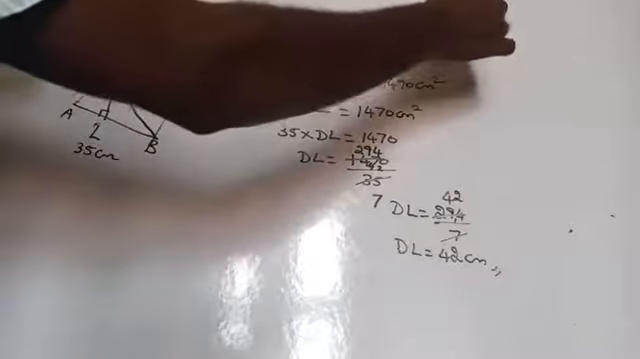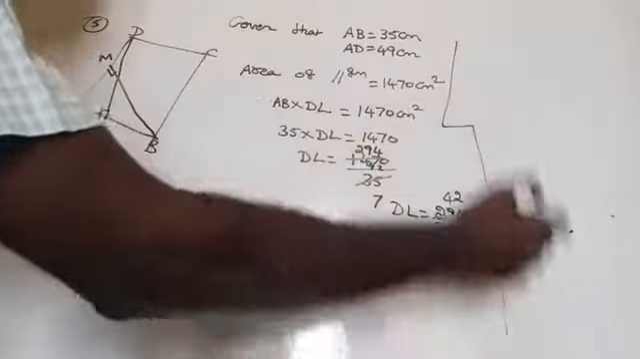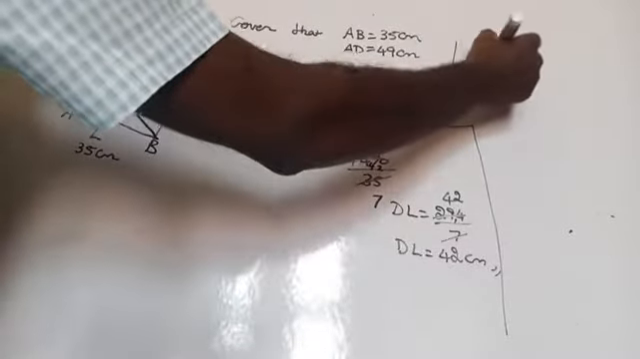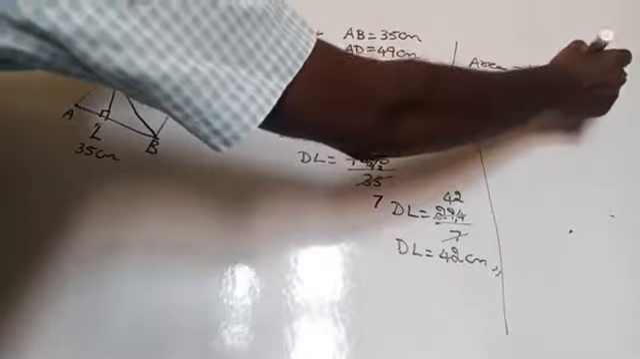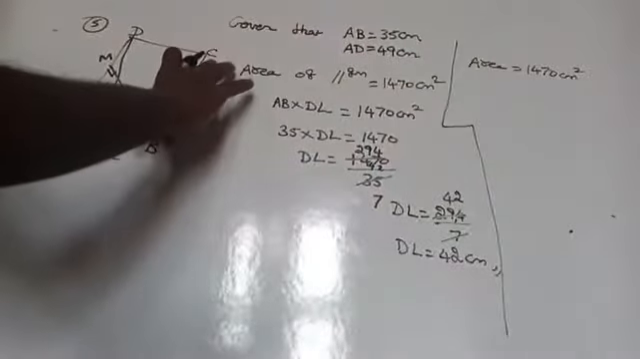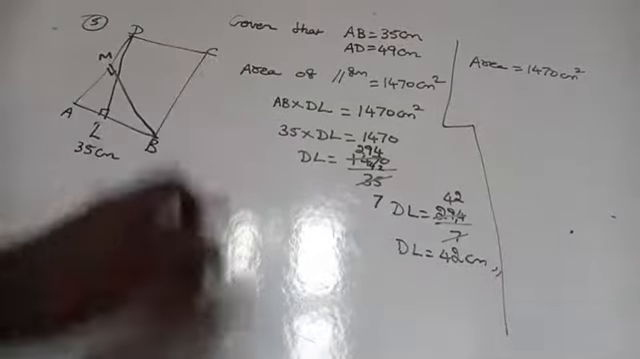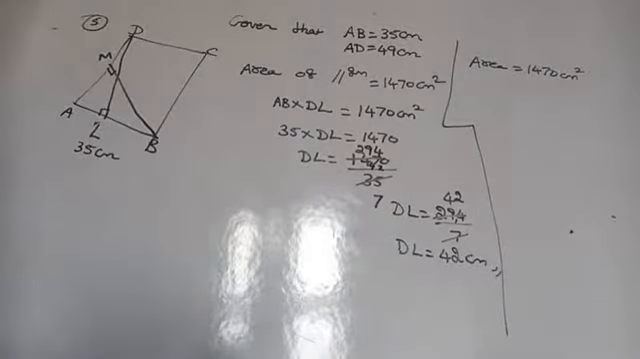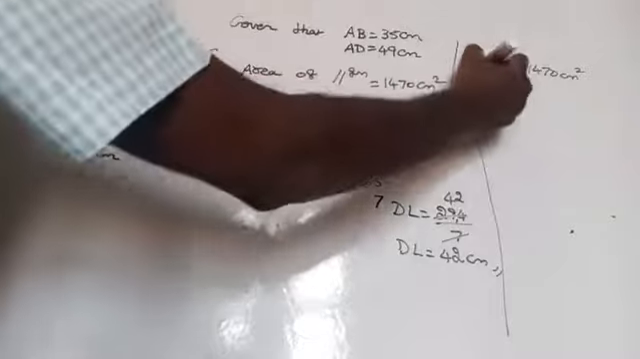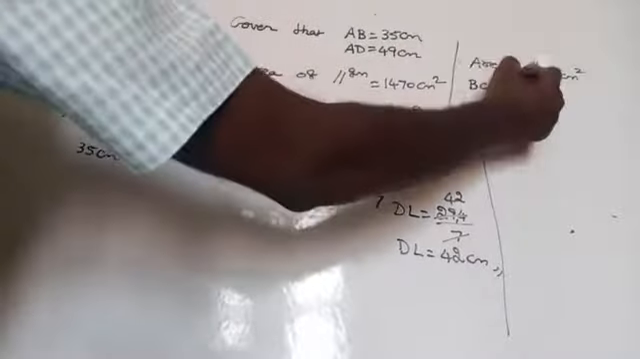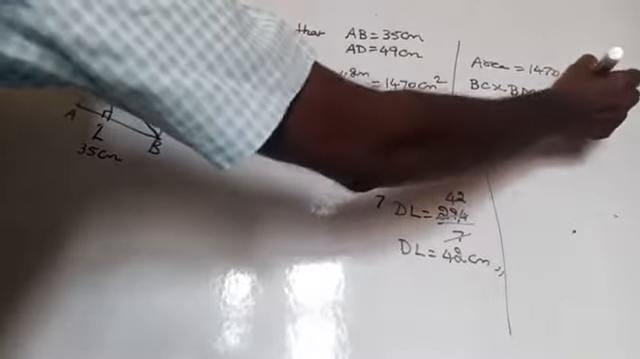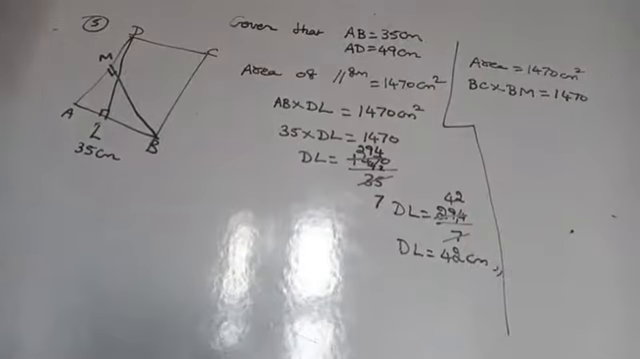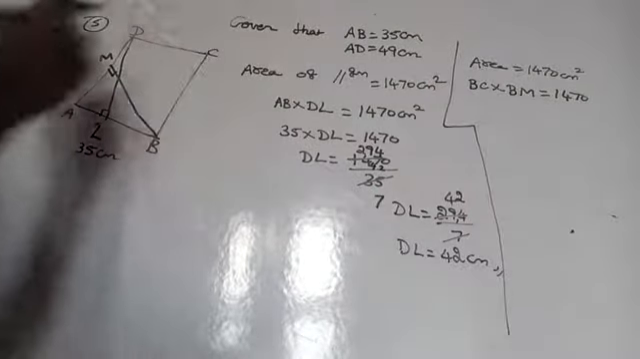Now look at the second part. Then again area is 1470 centimeter square. Now consider this one is the base. Which one is the base? BC is the base. Am I right? And then height is BM. Base into height. Now what is the base here? BC. But we don't know the value of BC.